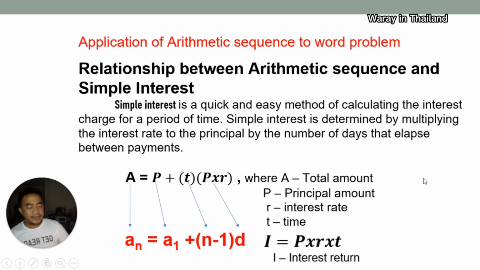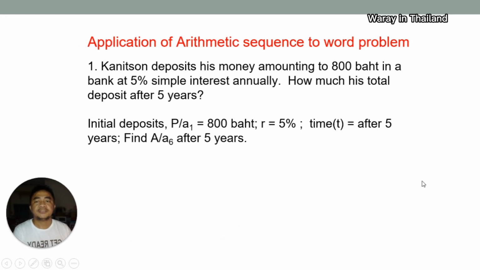Now we have examples. Number 1: Kanitson deposits his money amounting to 800 baht in a bank at 5% simple interest annually. How much is his total deposit after 5 years? Kanitson would like to deposit 800 baht at 5% simple interest annually. Annually means per year. So how much is the total deposit after 5 years?